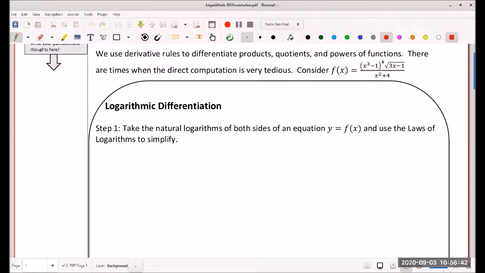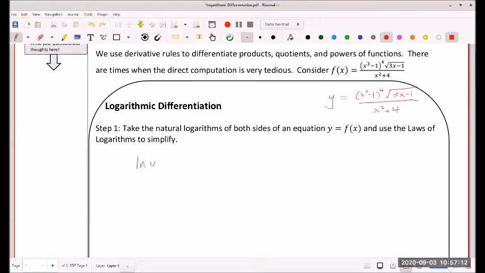The first step is to take natural logarithms of both sides of this equation, but actually we're first going to replace the f of x with y, so it's a little bit easier. So we'll just rewrite this like this, x squared plus 4. Now we'll go ahead and take the natural log of both sides, and then we'll use the laws of the logarithms to simplify this.